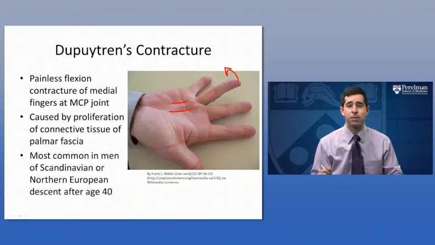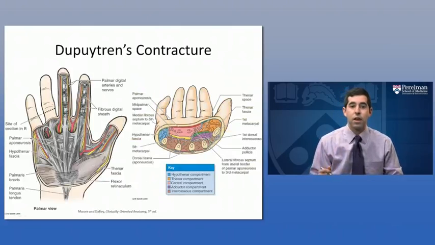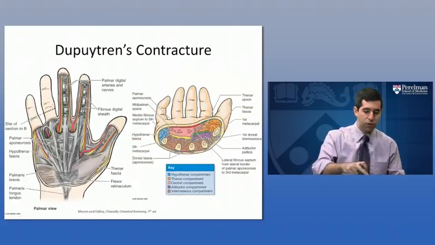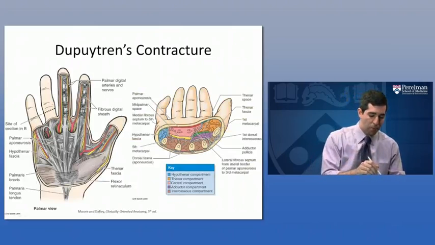It's most common epidemiologically in men of Scandinavian or Northern European descent. It's usually in middle to older age, after age 40. But in particular, again, it's associated with Norway, Sweden, Finland, Denmark, the Scandinavian countries, and people who are descended from those particular countries. In Dupuytren's contracture, as we mentioned before, it's really a proliferation of this palmar fascia.